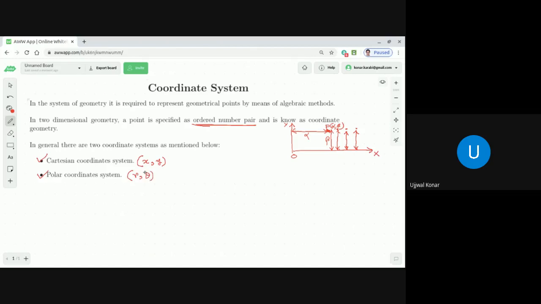And both represent the point. And we will find the relationship between x, y, and r, theta also as time goes by. But before that, I would like to discuss the Cartesian coordinate system. What is the Cartesian coordinate system and what are the different attributes of a Cartesian coordinate system, that we'll discuss now. So, to discuss the Cartesian coordinate system, let me take you to the next page.